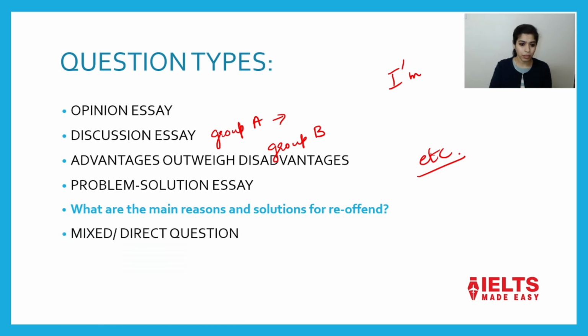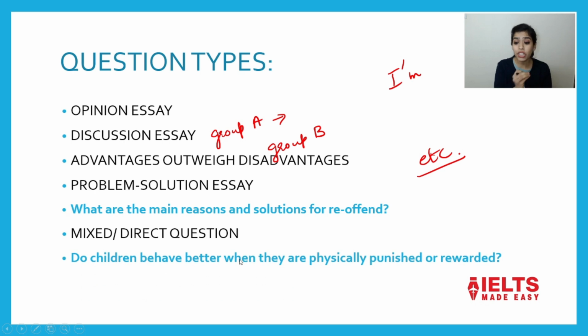Coming to the last one, mixed or direct question. Mixed can be a part of problem solution essay and then the part of opinion essay. What are the problems associated with this trend? What do you think about it? So a mixed question. In the first part problem solution essay and in the second part opinion. So that is a mixed question. Whereas a direct question is the one in which you see just a statement. For example, money is the most important thing in life. Full stop. Discuss. Now you have to decide what you need to write. That is a direct question.